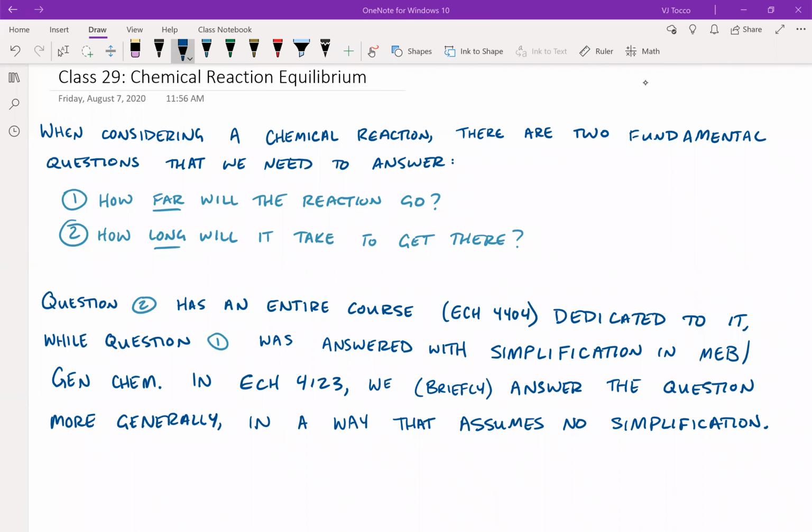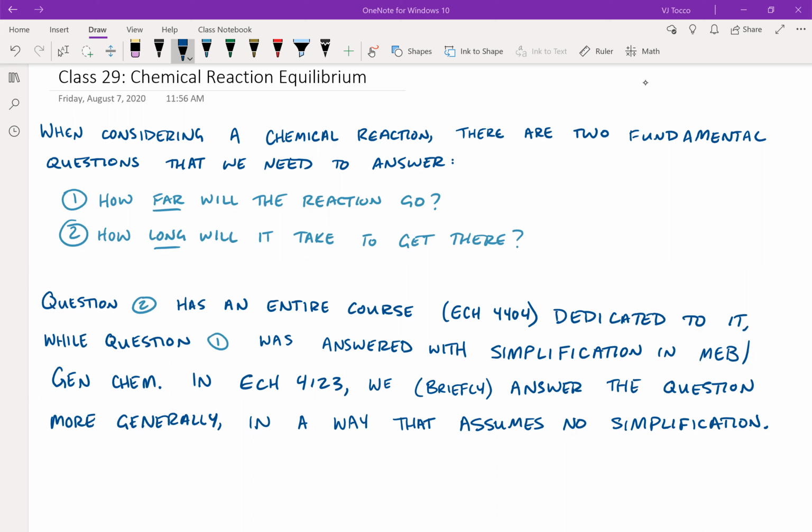As this memorable semester of ECH 4123 draws to a close, I wanted to make sure to leave some time left to discuss chemical reaction equilibrium. Just as a quick note, I really wish I had budgeted more time in the class to cover chemical reaction equilibrium, because it is one half of the course title, right? It's phase and chemical equilibria.